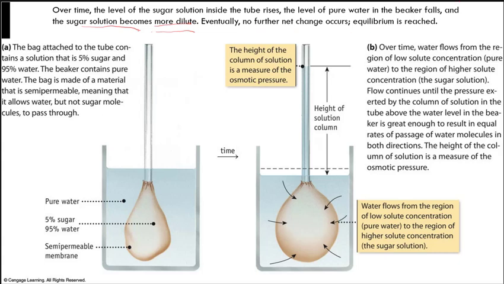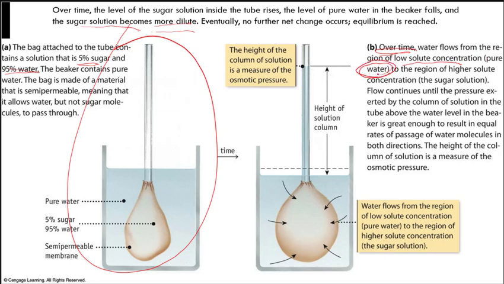Let's look at this figure. Here in A, the bag attached to the tube contains a solution that's 5% sugar, 95% water. The beaker contains pure water. That bag is made of a material that is semi-permeable, meaning it allows water but not the sugar molecules to pass through. Over time, the water flows from the region of low solute concentration, which is the pure water that's in the beaker, to the region of higher solute concentration, which is the sugar solution inside of that bag.